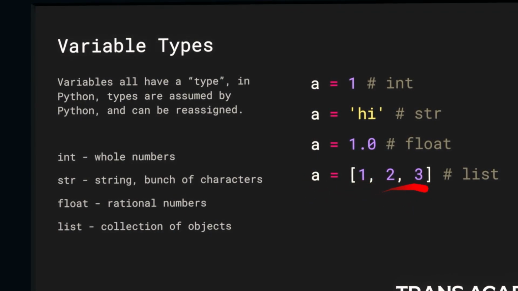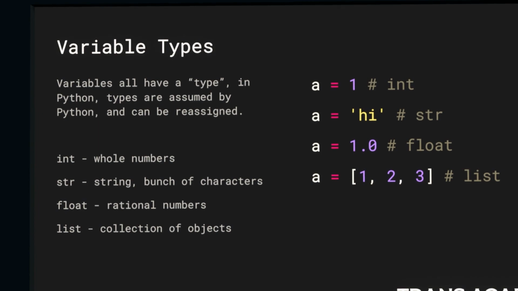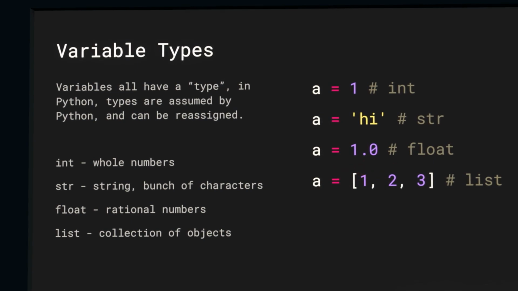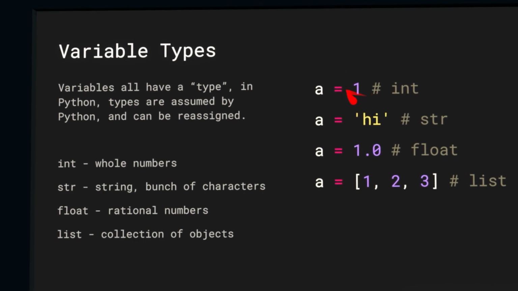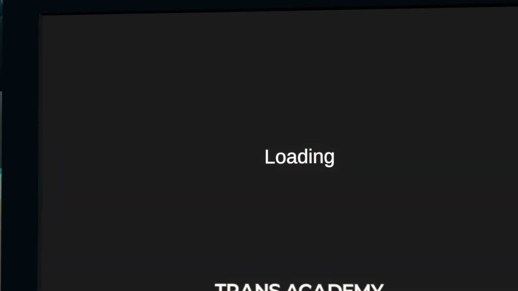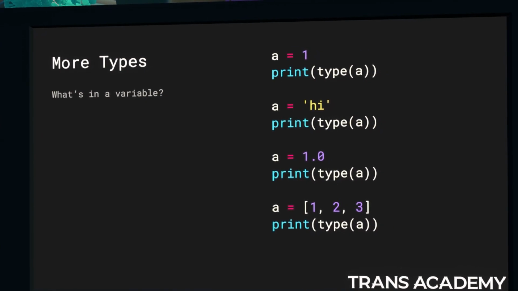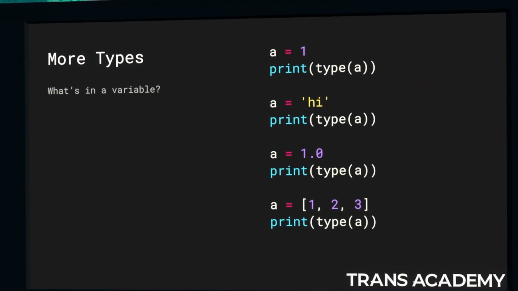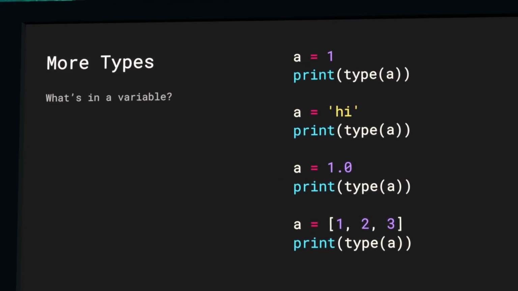This is a list type, which we covered in a bit more detail last week, but fundamentally, a list is just a collection of objects, a collection of items. A float is a rational number with a decimal. A string is a series of characters, and an int is a whole number. And there is a function called type if you want to see the exact type of a value. I highly recommend trying this on your own.